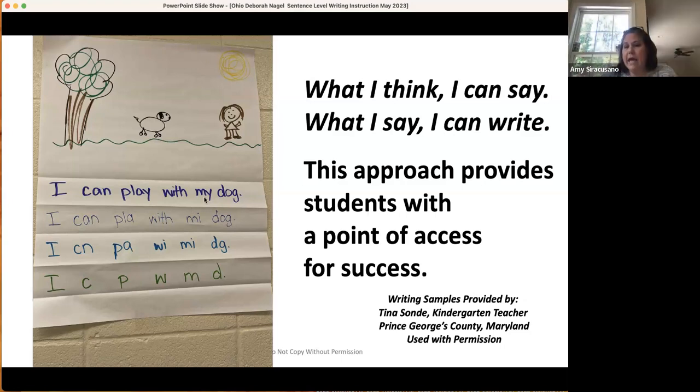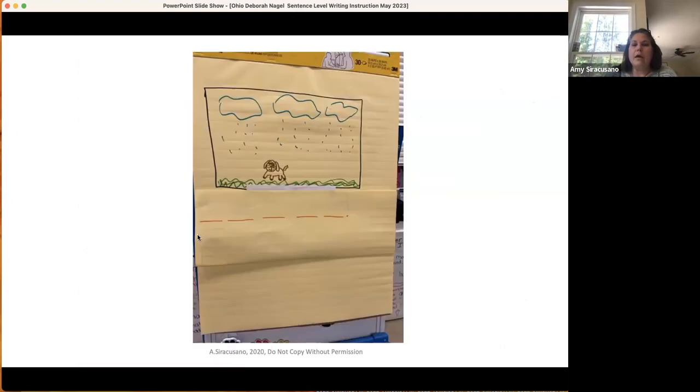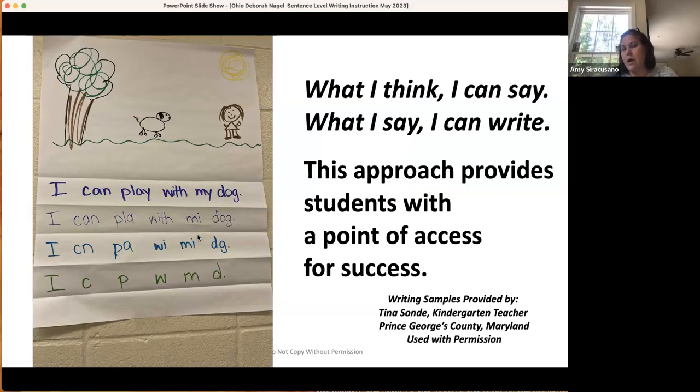And so where are these access points? Okay, so this is the way the approach goes. You stand up in front of the class with a blank sheet of paper. You draw a little image and you say a sentence, right? So the sentence is, I can play with my dog. And you say to the kids, everything's blank, nothing's written on.